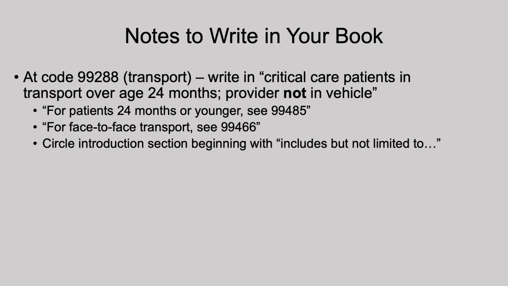Okay, turn to 99288, which is a transport code. Write in critical care patients in transport over age 24 months, provider not in vehicle. Okay, so patients 24 months or younger, see 99485. Face-to-face transport, see 99466. And again, circle the introduction section, that paragraph beginning with includes but not limited to, which is a list of the services included in this code.